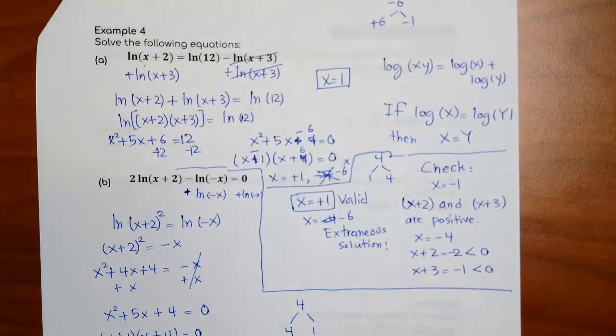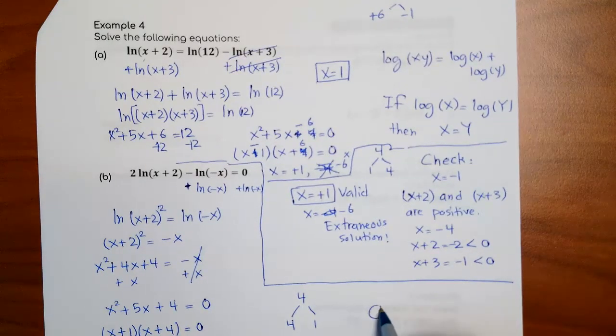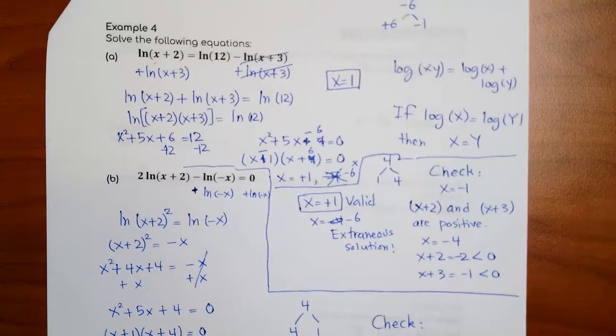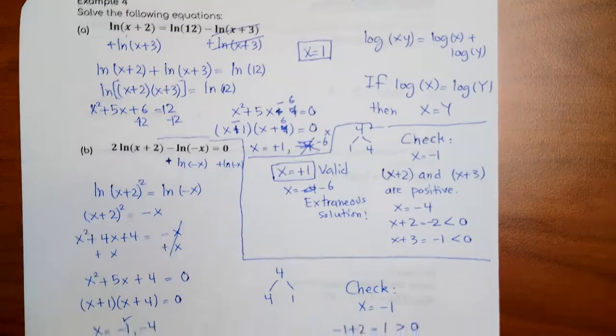Now, here, when we do x -1 and -4, check, when x is equal to -1, then -1 plus 2 is 1, which is positive, and negative times -1 is also +1, so it is positive. So this is my correct solution.